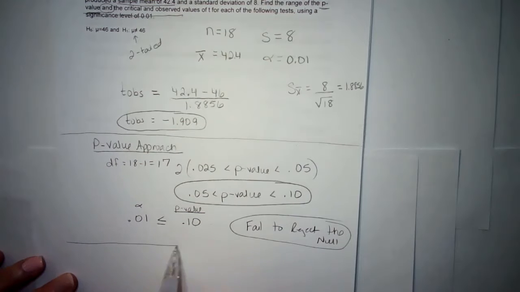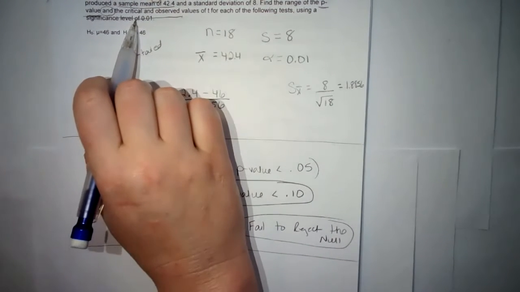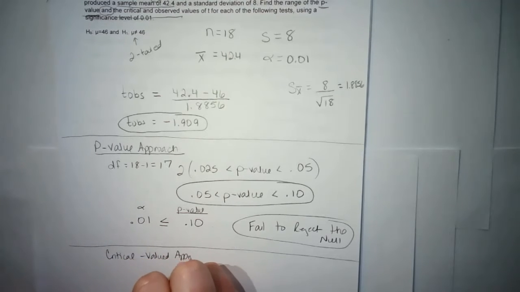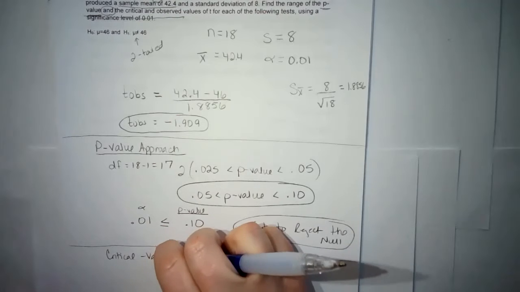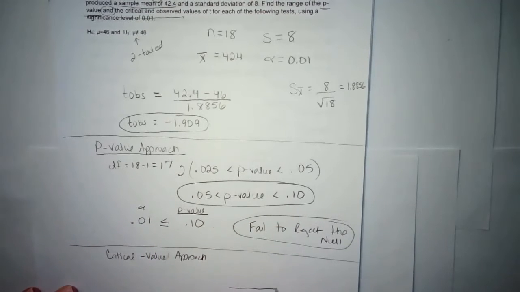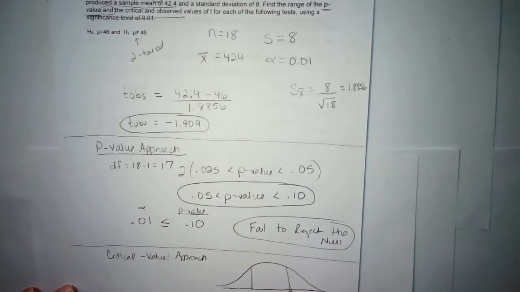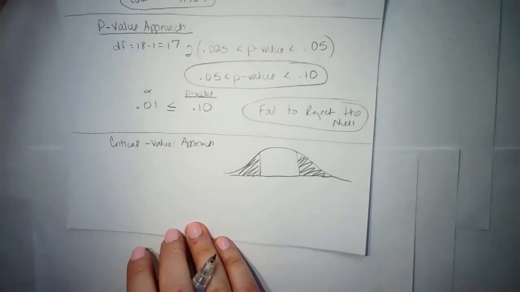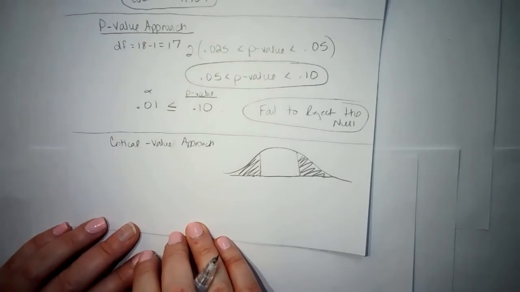Okay, now this also wants the critical and observed value, which makes me so happy because to me, it's the one that makes sense. So I like the critical value approach. I get to make a picture and I am a visual person. So we have two rejection regions, which means we're going to have two critical values, right? Because it's a two-tailed test.